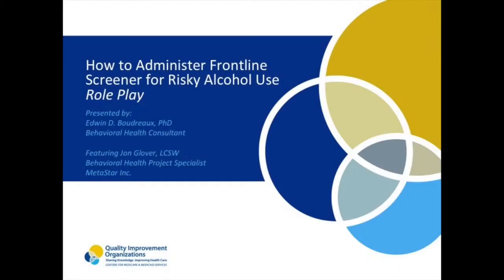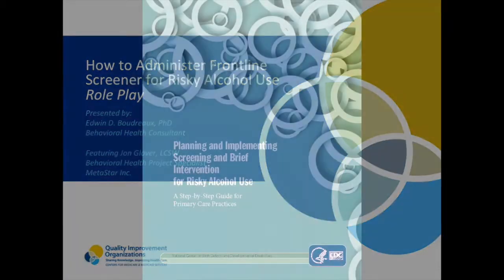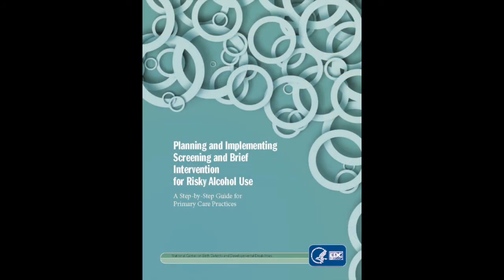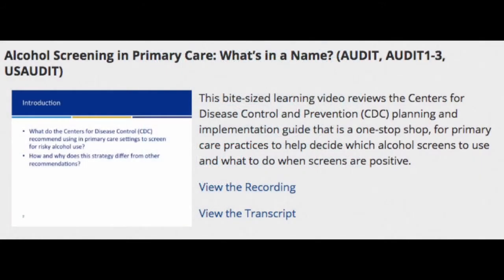For the purposes today, we'll assume that the clinician or other office staff has already introduced the subject of alcohol screening, and will focus only on the actual screening itself and on discussing the next steps with the patient who is positive on the primary screening. So let's begin. Much of what we're going to discuss today is based on the CDC's Guide to Implementing Alcohol Screening and Brief Interventions in Primary Care. A review of this guide is provided in an earlier bite-sized learning entitled Alcohol Screening in Primary Care, What's in a Name?